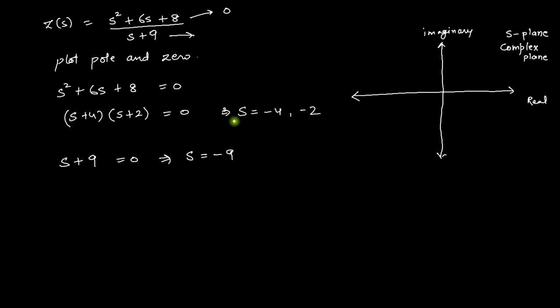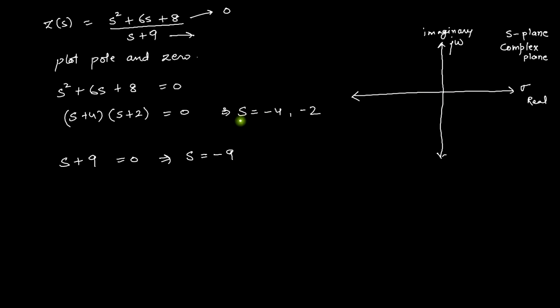As we already know, s is a complex frequency term. That means it will have the real part as well as the imaginary part. So it can only be plotted on a complex plane. This complex plane is also termed as the S plane, where on the x-axis we have the real values and on the y-axis we have the imaginary values. We represent the real axis by sigma and the imaginary axis by j omega.